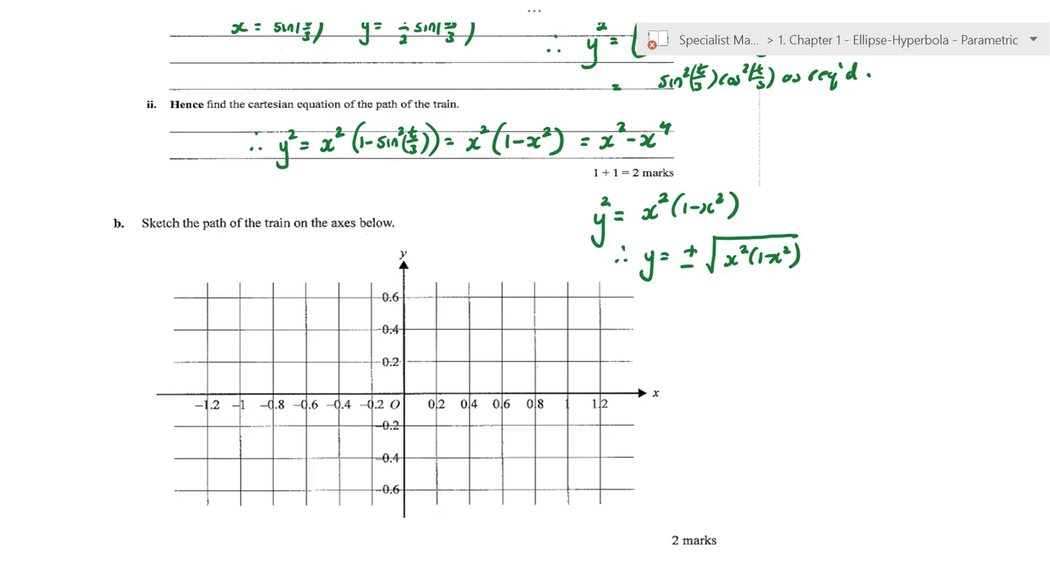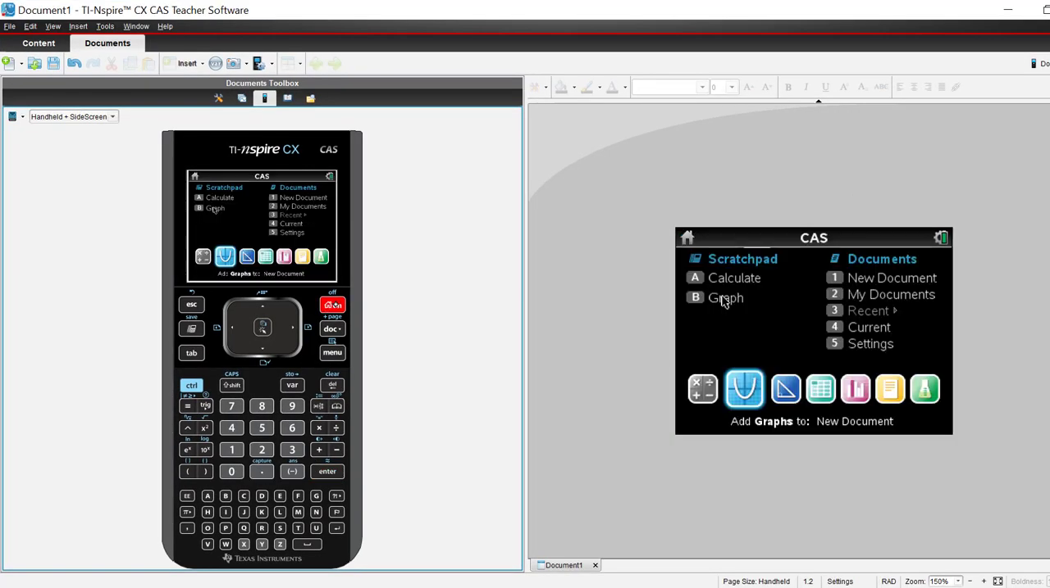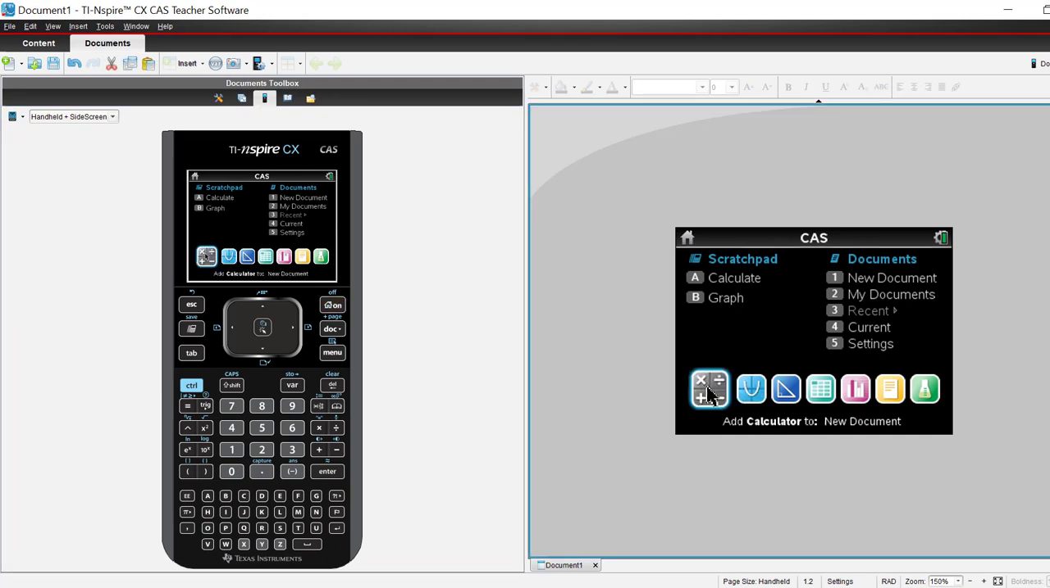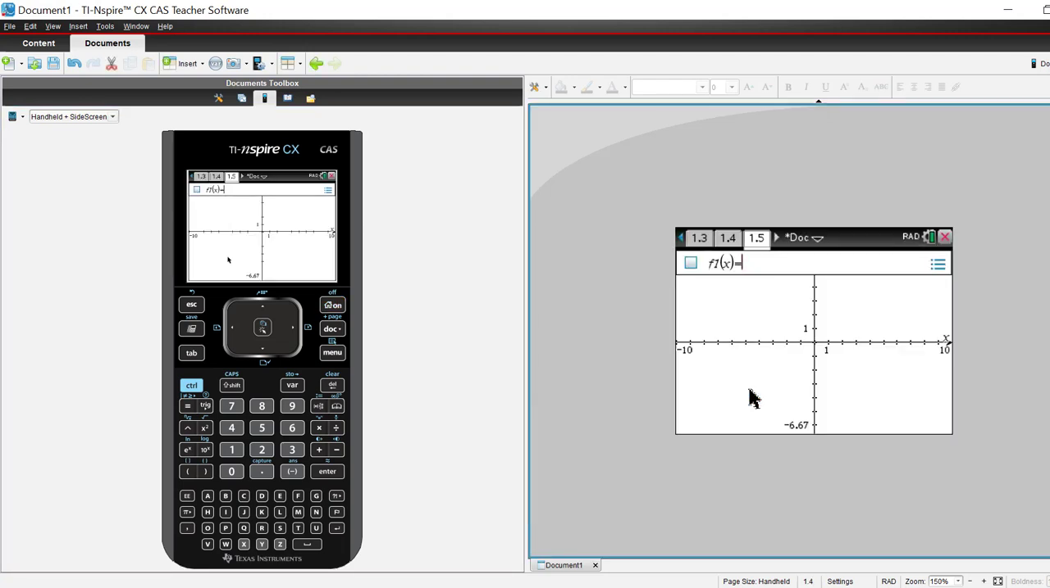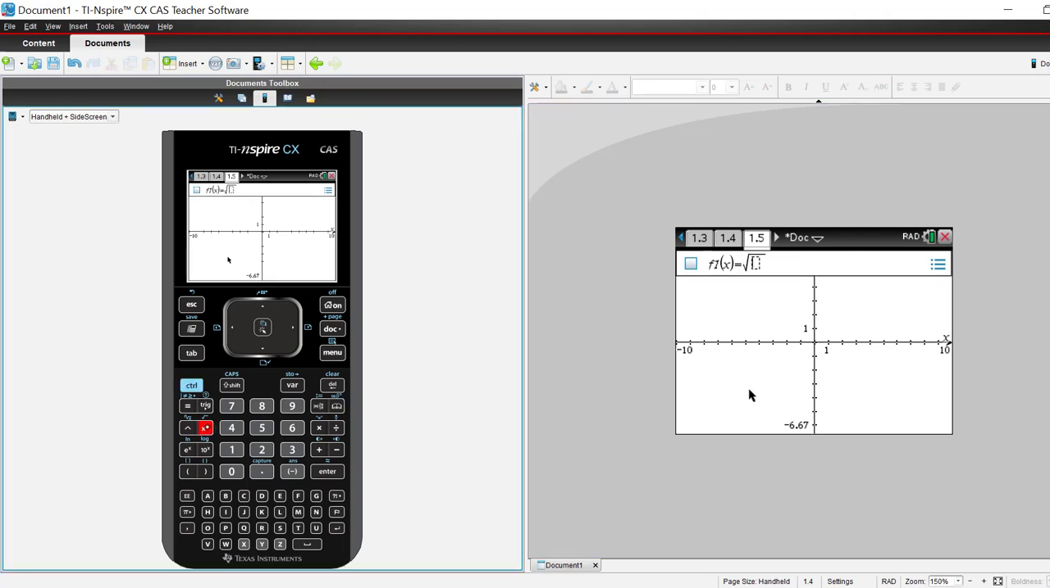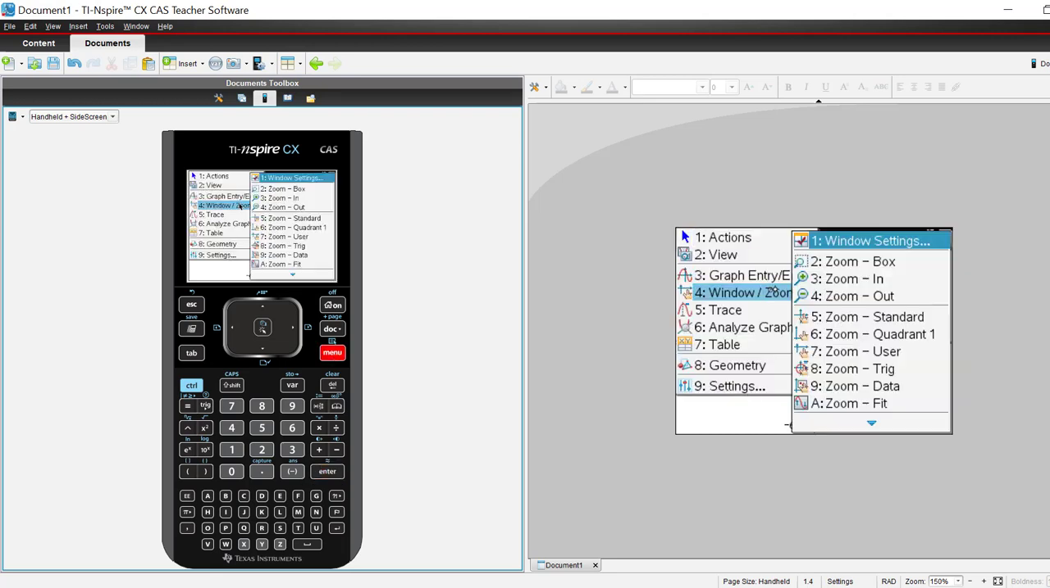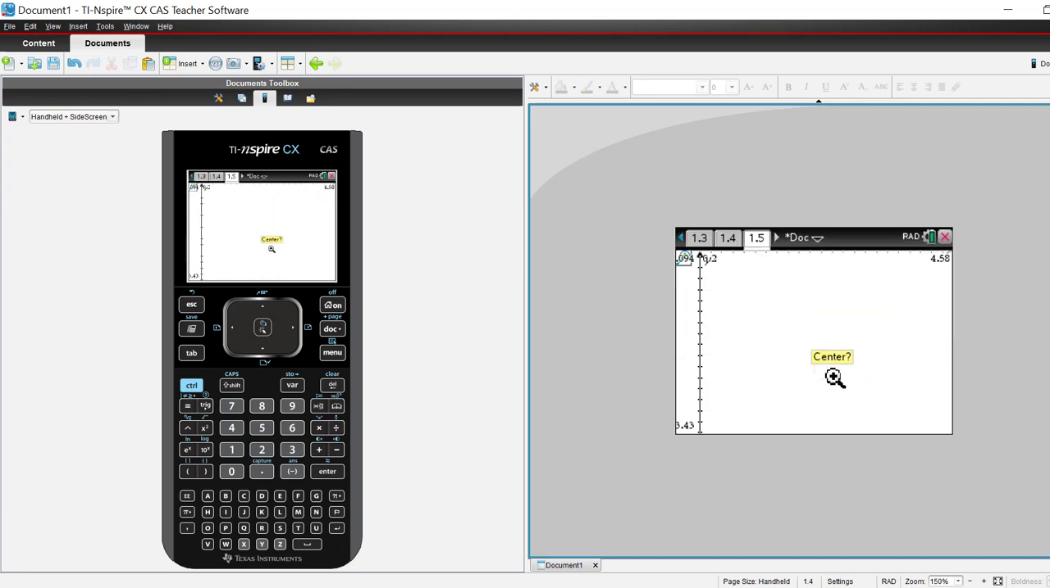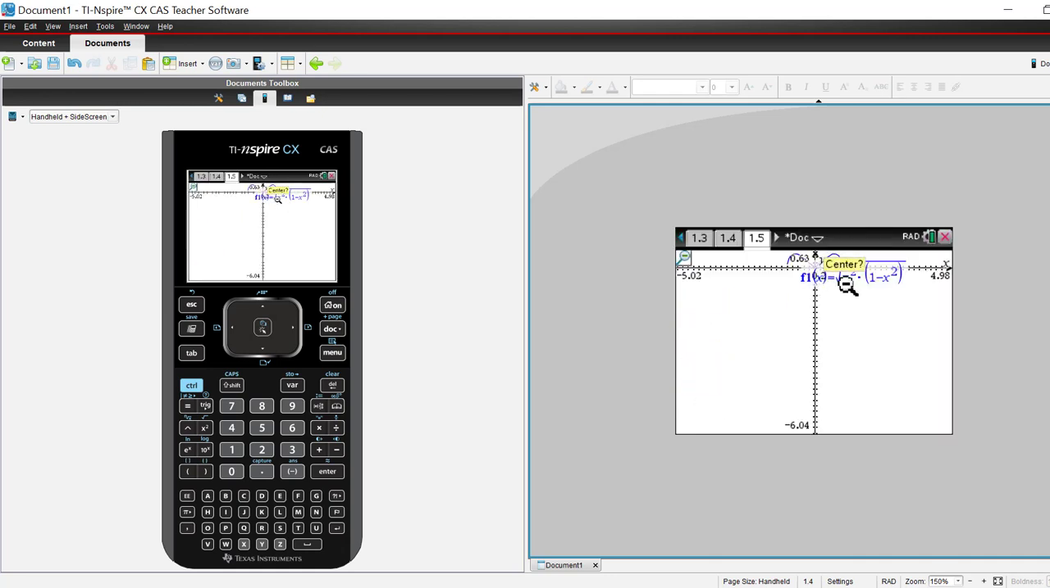Okay, so what we're going to do is go to the new graph and go over here, not there, here. Okay, so we're sketching x squared (1 minus x squared), and if I sketch that, if I maybe zoom in a bit, let's zoom out a bit. Okay, it's actually sort of hard to see, but can you see that that looks like half an infinity symbol?